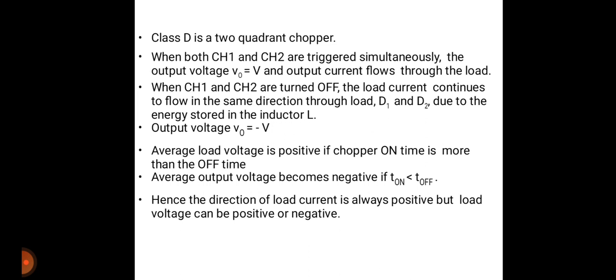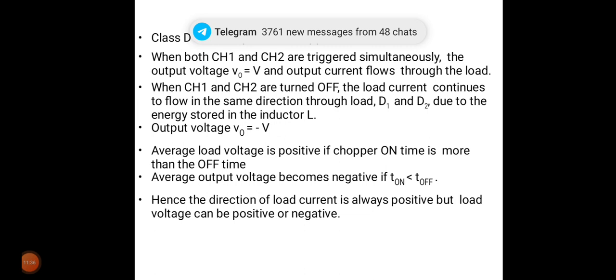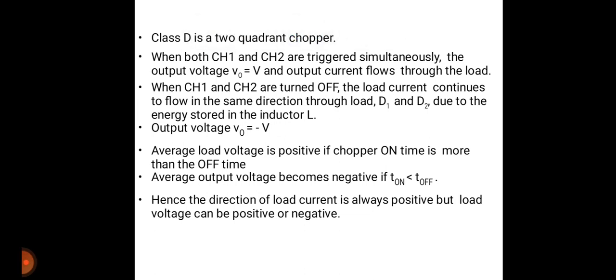It is seen that the average value of V0 is negative but that of I0 is positive. Fourth quadrant operation of the type D chopper is obtained and power flows from load to source. So the average value of output voltage V0 is equal to Vs into T on minus Vs into T off, divided by T.